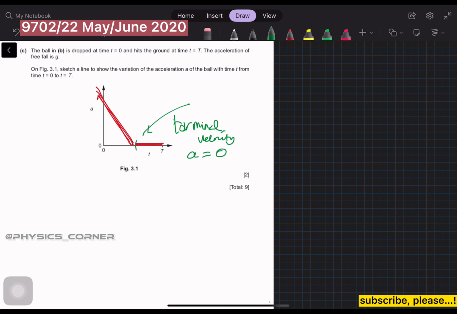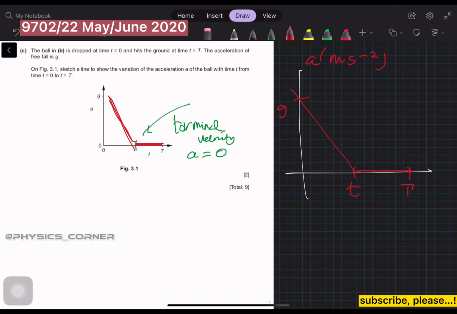I draw it here. This is until the terminal velocity, and here is g. This is the graph of acceleration in meters per second squared, and here is t in seconds.